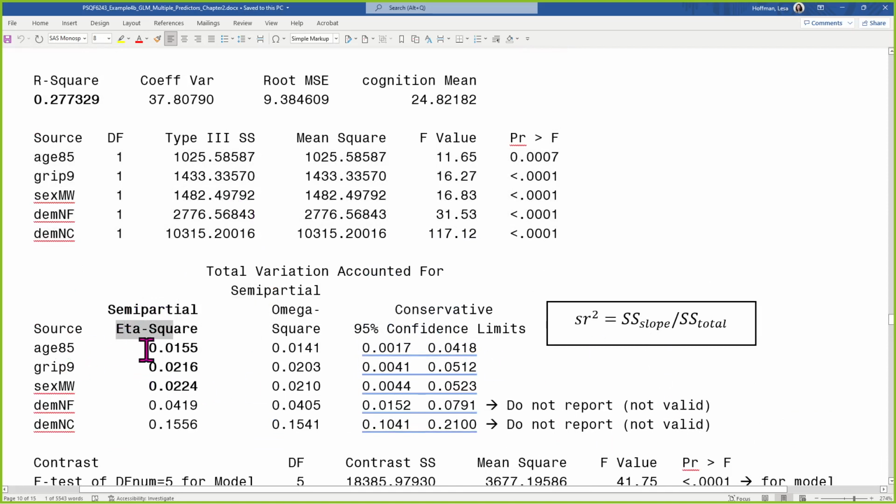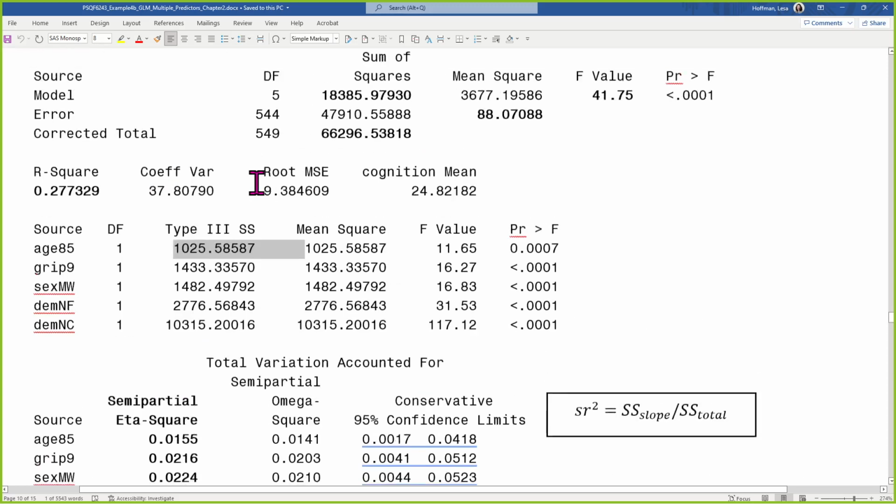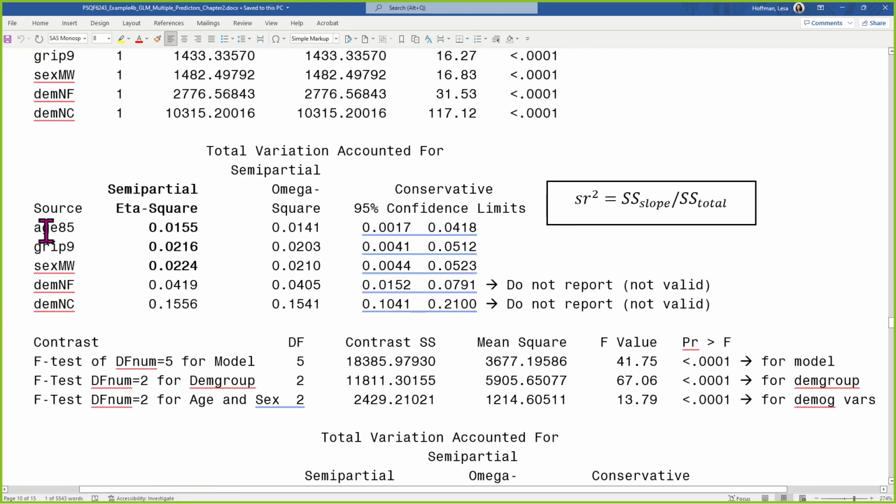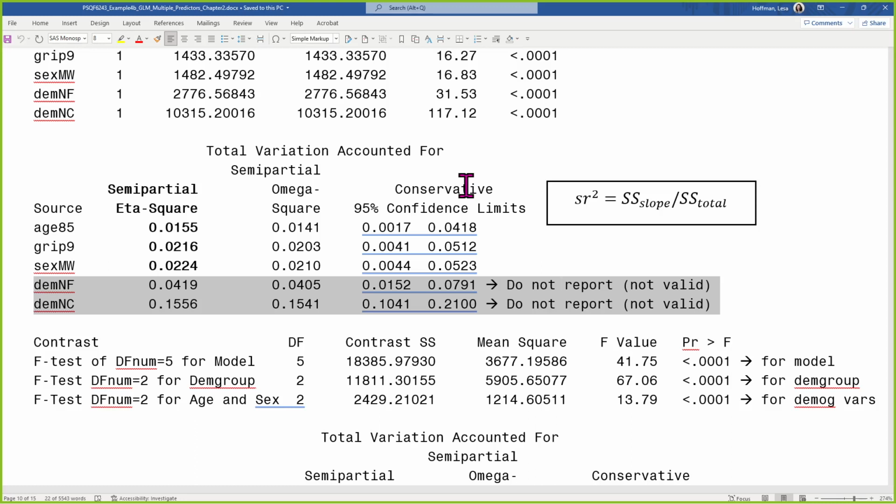This is then used in computing semi-partial eta square for each term. So for instance, the semi-partial eta square for age is its type 3 sums of squares divided by the total, which is right here. It does it for you. So this one's okay, and this one's okay. These are the 2 that I can't use. The ones for dementia group, I cannot talk about semi-partial R-squares for them because they share a common reference category, and their total adds up to more than it should. So that's why I have do not report on those.